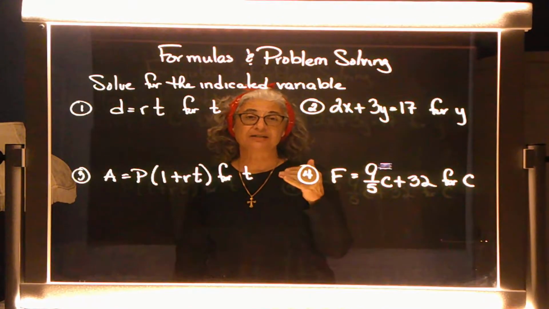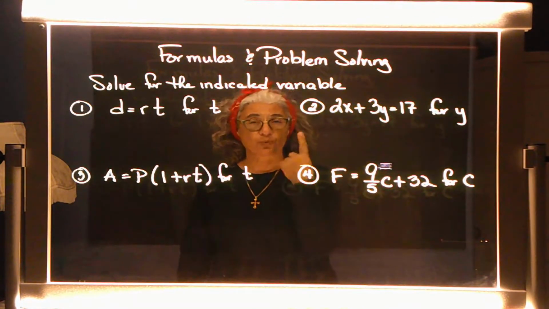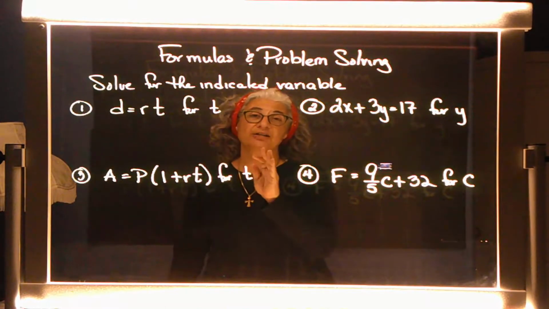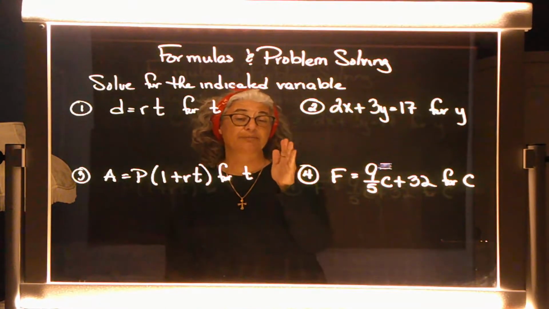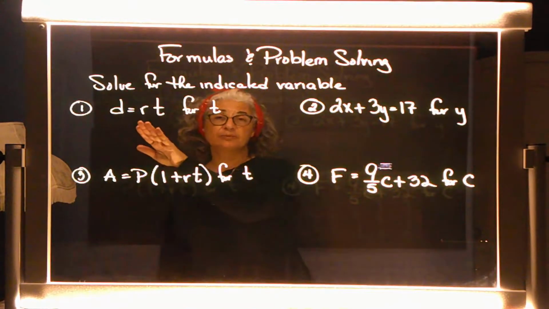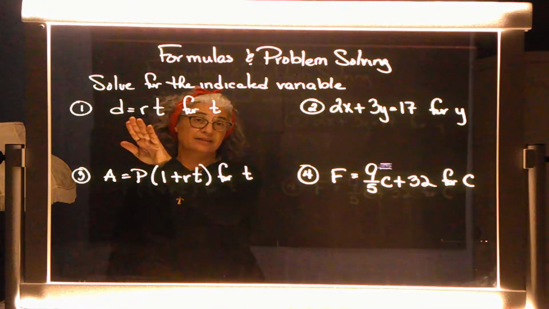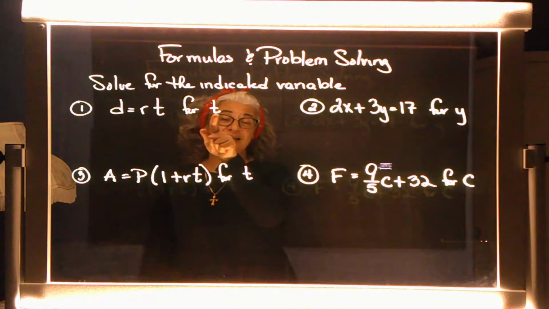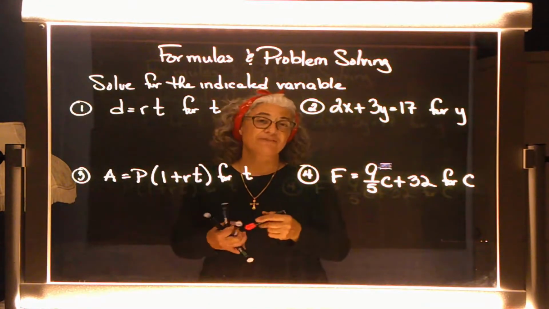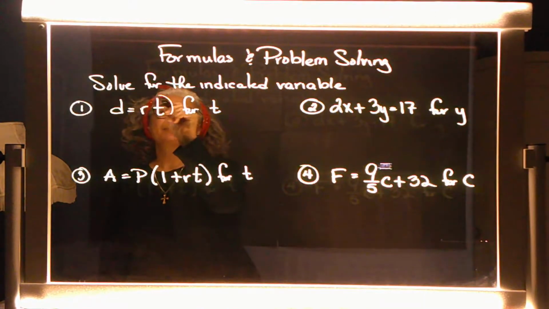But instead of dealing with pure numbers and one variable, now I've got an equation that's full of variables and I need to stay focused on which one I'm trying to get by itself. So look at number 1. Number 1 gives us the equation d equals rt, and it's asking us to isolate the t. So stay focused. I need to get this t by itself.